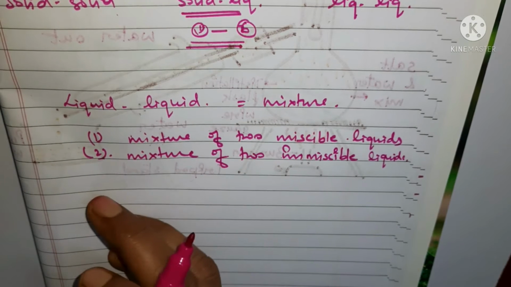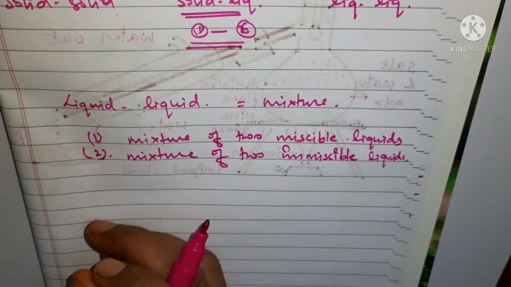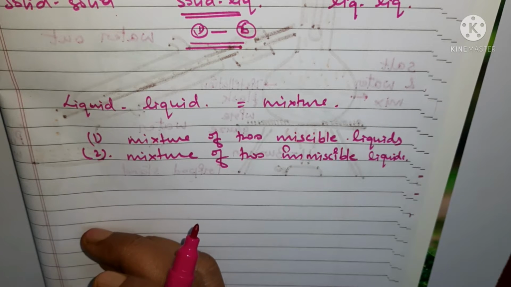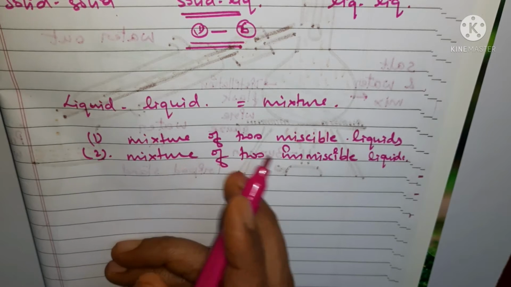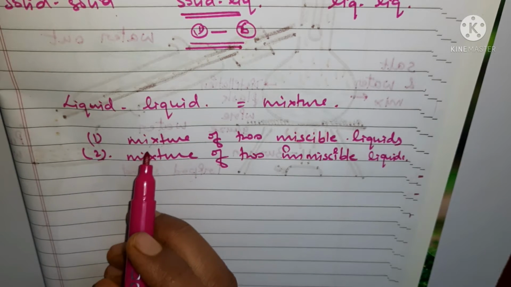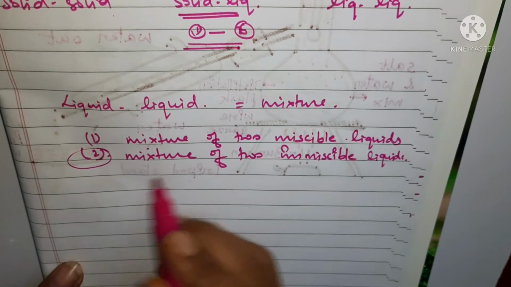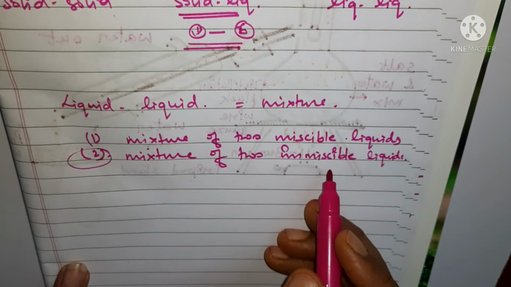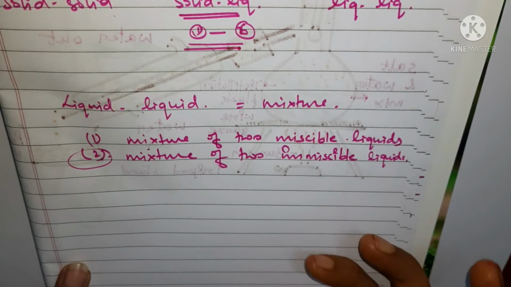For example, you are having water and oil. They are two immiscible liquids. So oil is not miscible in water. So in such cases, how can we separate? So before starting with miscible liquids, let us first try to understand the second part, that is how to separate immiscible liquids from a mixture.